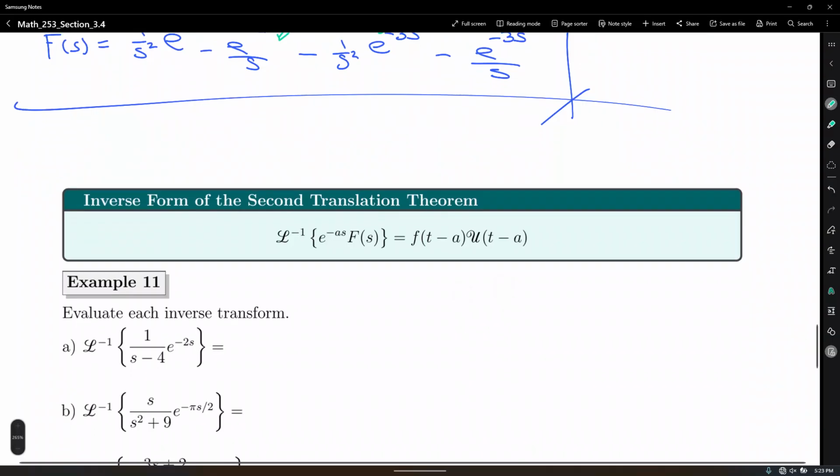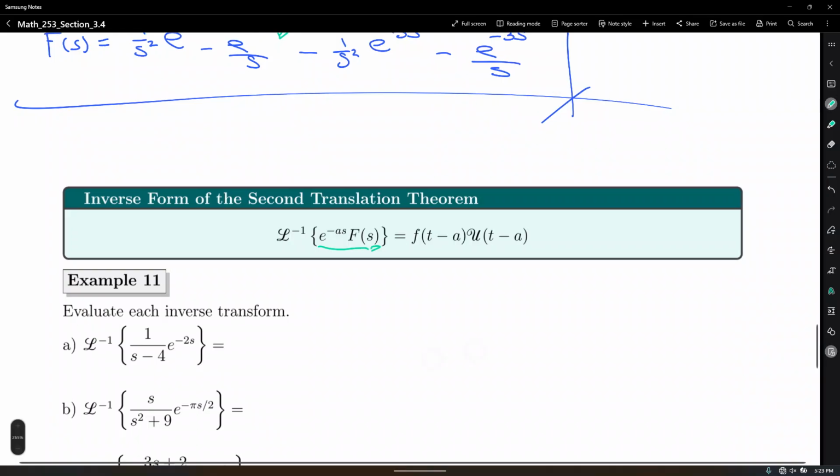Now we're going to do the reverse. We're going to find the inverse transform of a function of s. Then the shifting is going to happen after the inverse transform, on the t variable. That's why we call it translation on the t-axis.